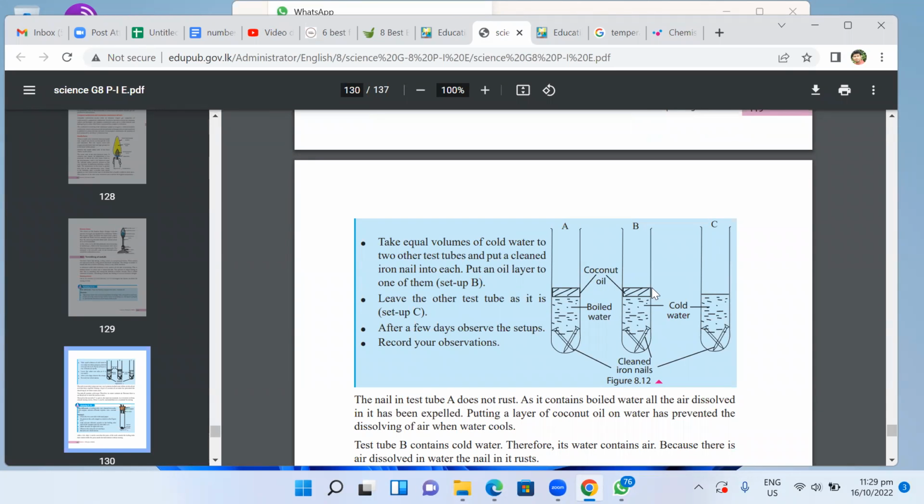So why is there coconut oil? Because when water is kept in the air environment, there is a tendency for oxygen and other gases to come and dissolve in the water.